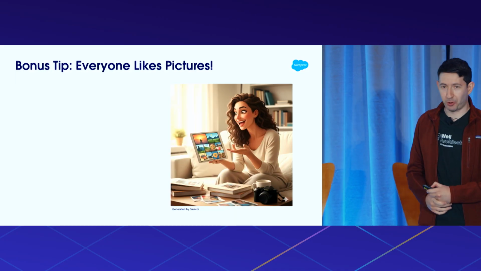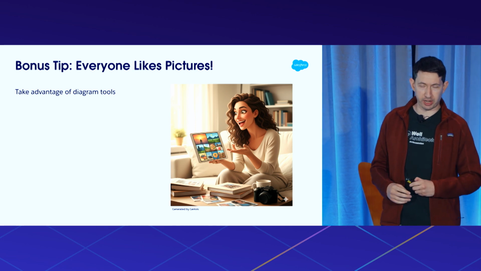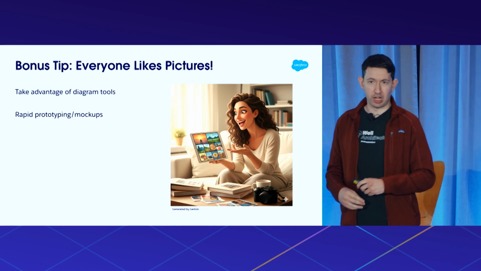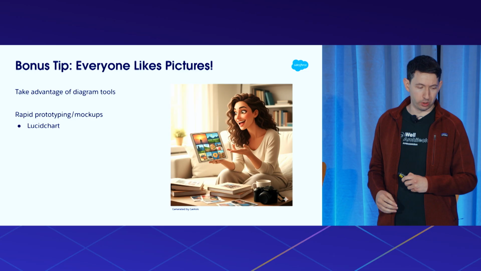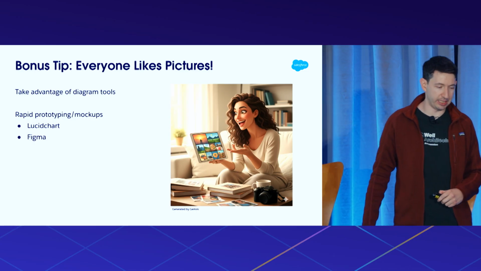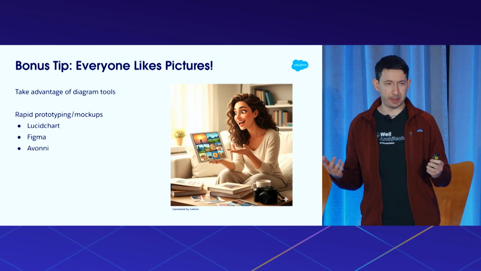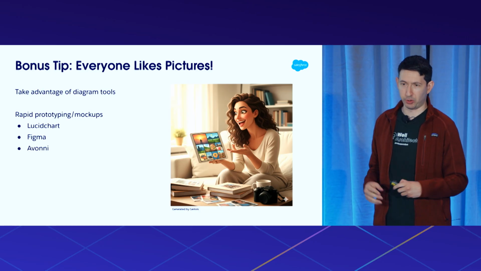All right, and then bonus tip for you, everybody likes pictures, right? So take advantage of diagramming tools. There are a lot on architect.salesforce.com. Rapid prototyping tools, mock-up tools. Some of them include Lucidchart, which has a partnership with Salesforce with some of the icons. We're big fans of Figma over at Google. Avoni is an AppExchange app that lets you prototype Lightning Web Components.